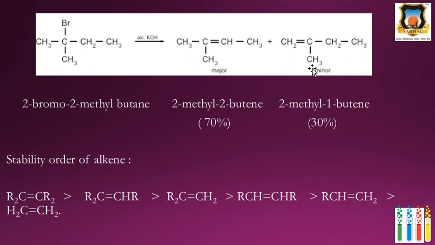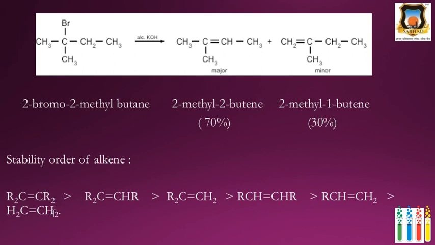is 1 and 2 disubstituted alkene. Therefore, the major product in this reaction is this one, that is 2-methyl 2-butene, and here 2-methyl 1-butene is a minor product. Then we get 2-methyl 2-butene about 70% and 2-methyl 1-butene 30%.